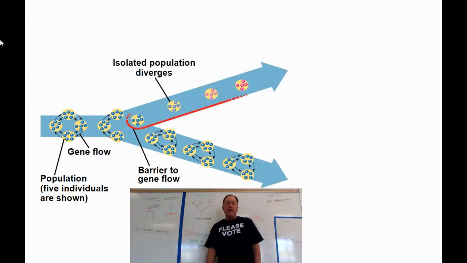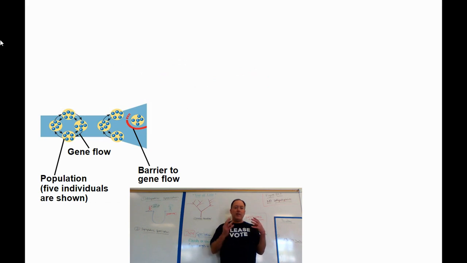But this is a pretty important figure. It's 24.13. Make sure that you go here and take a look at this. And what it's showing, so I'll go back, is that you have a population here. There's gene flow going between these different populations. Everything's fine. And then all of a sudden, there's some sort of barrier.